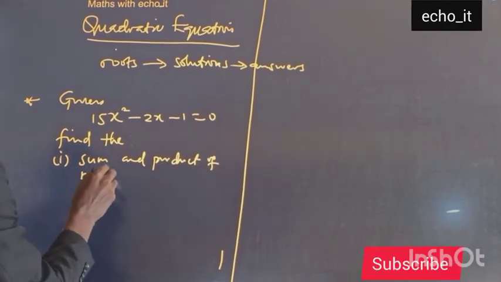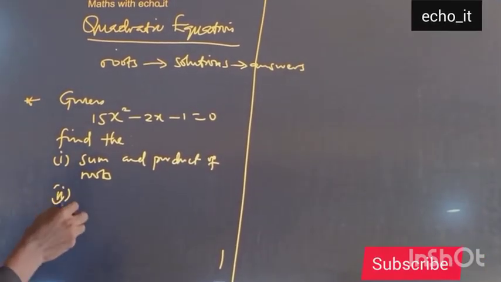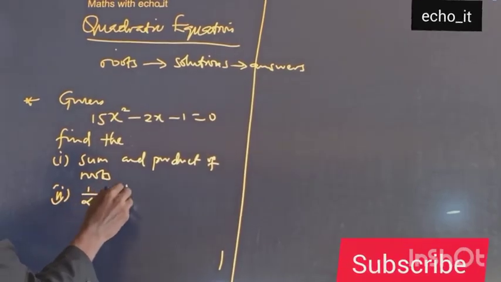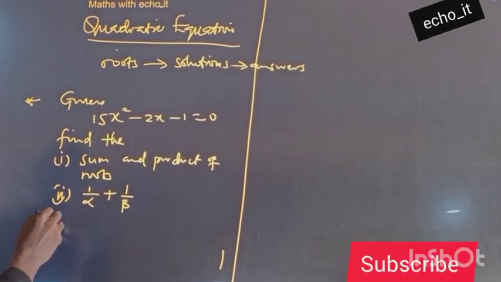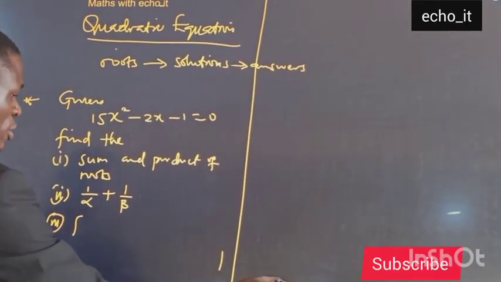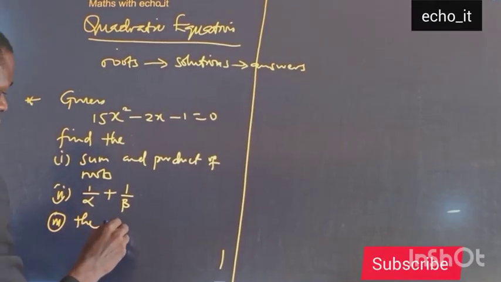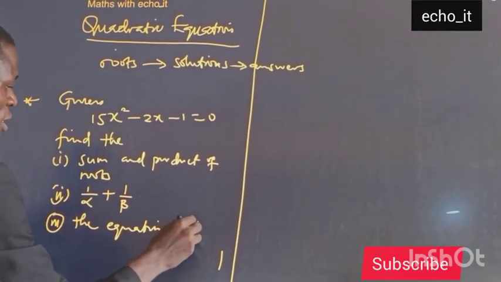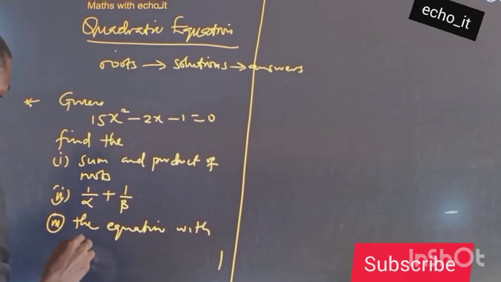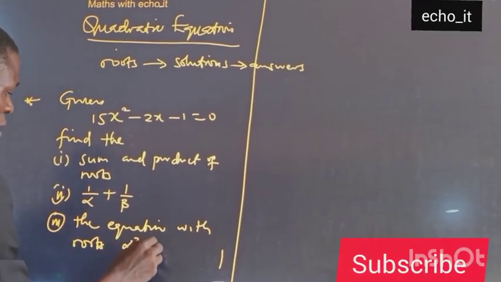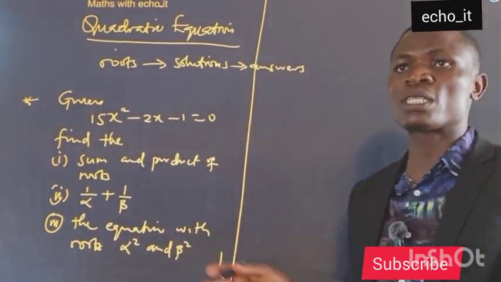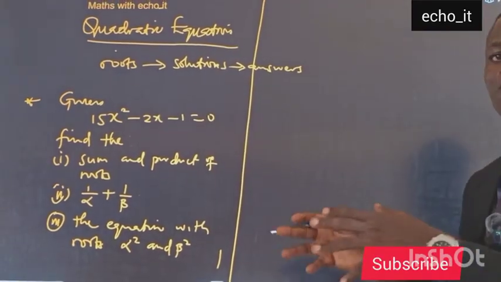of roots. You are asked to find maybe alpha, 1 over alpha plus 1 over beta, and you are asked to find the quadratic equation with roots alpha squared and beta squared. So how will you tackle this question? Because it deals with symmetric properties of roots of quadratic equation.